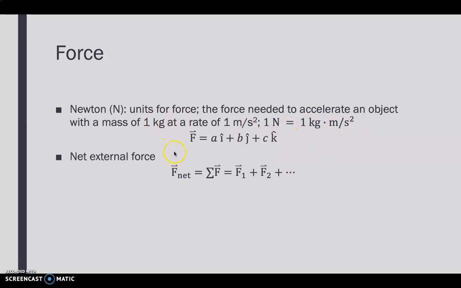We can break a force down into its components. So we can say that F bar is equal to A i-hat plus B j-hat plus C k-hat. Okay, so this is going to be the force broken down into its three components, in X, Y, and Z. We can also just have a force that's in 2D. Okay, so F would be like A i-hat plus B j-hat.